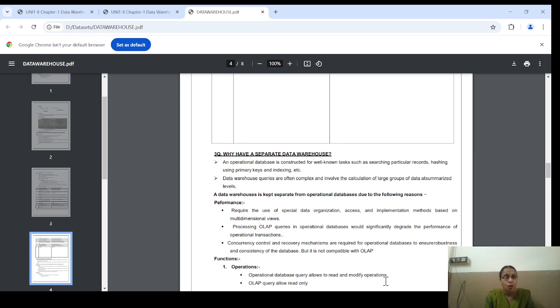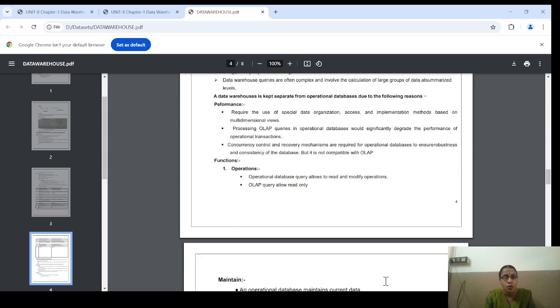Data warehouse queries are often complex and involve calculation of large groups of data at summarized levels. A data warehouse is kept separate from the operational database due to the following reasons. The first reason is that it requires special data organization, access, and implementation methods based on multidimensional use. Running OLAP queries in an operational database will significantly reduce the performance of operational transactions. Concurrency control and recovery mechanisms are required for operational databases to ensure robustness and consistency of the database, but this is not applicable with OLAP.